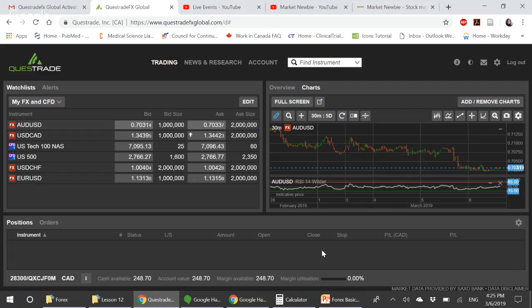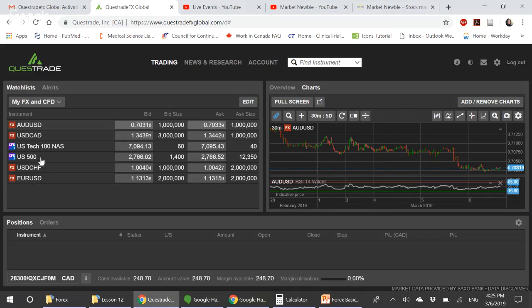The broker is Questrade, and they've done a decent job creating a very nice platform for Forex and CFD, of course. I have picked 4 major currency pairs here for you guys: Australian dollar over US dollar, US dollar over Canadian dollar, US dollar over Swiss franc, and then euro over US dollar.